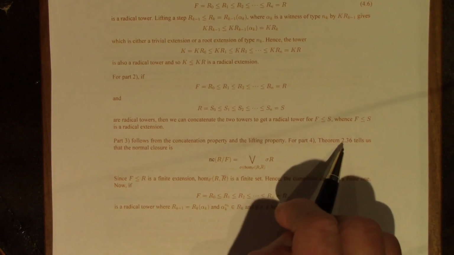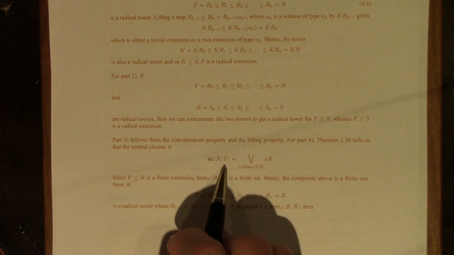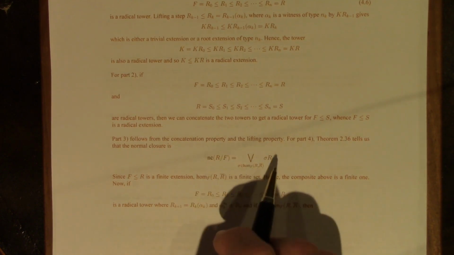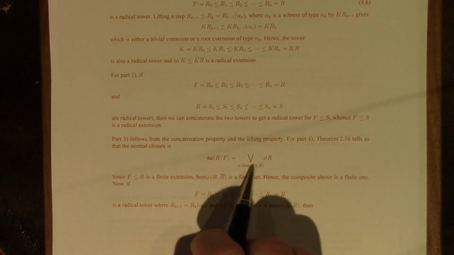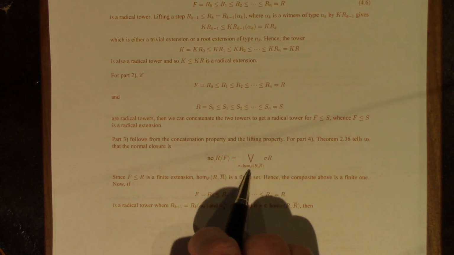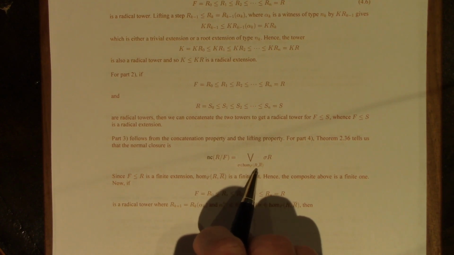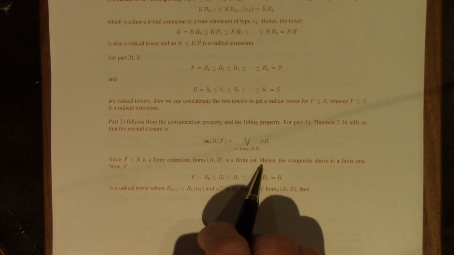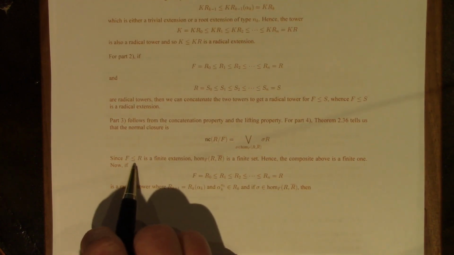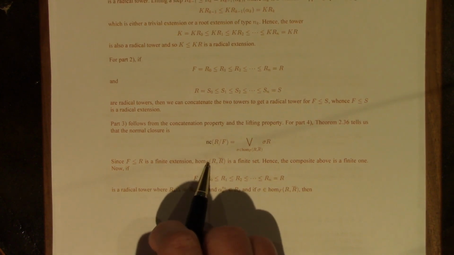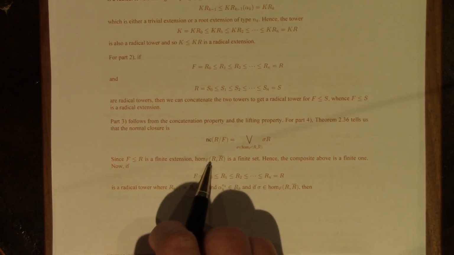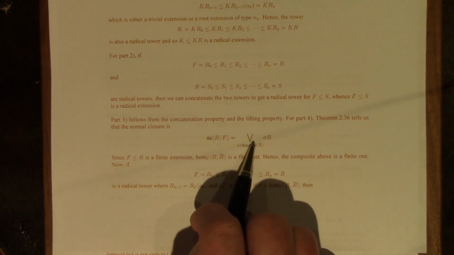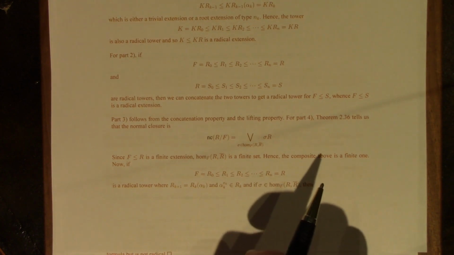There was a theorem back in chapter 2 that told us that the normal closure of R over F is the join of the images of R under the embeddings over F of R into, say, a fixed R bar. Now, since FR is a finite extension, this set is a finite set, and I'll let you ponder that. Therefore, the composite here is a finite one.